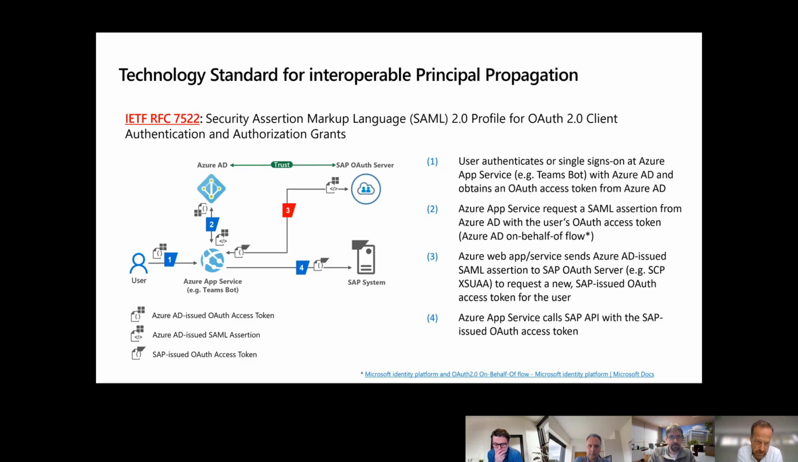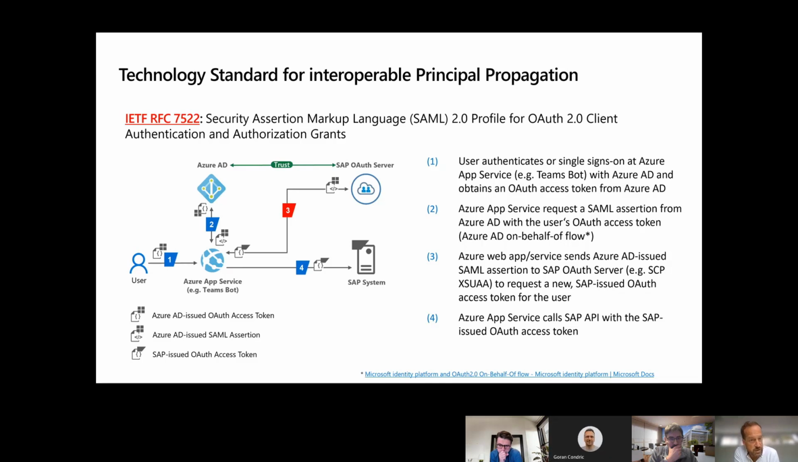That's all specified by an RFC in the Internet Engineering Task Force. And the high-level flow that is used here to propagate the authenticated user from Azure AD, or from Azure, all the way to the SAP system is shown here. In the very first step, the user authenticates at Microsoft Teams. And with that authentication, Teams, or actually the bot that runs in Teams, can call Azure AD to exchange this initial OAuth access token into a so-called SAML assertion.